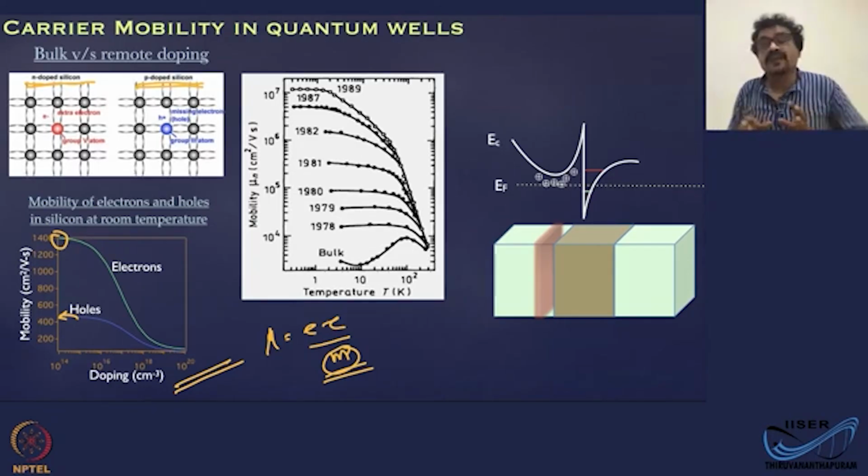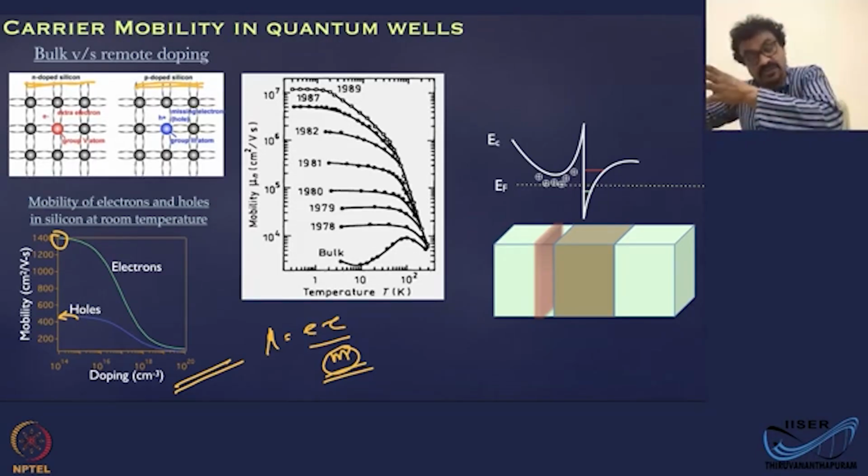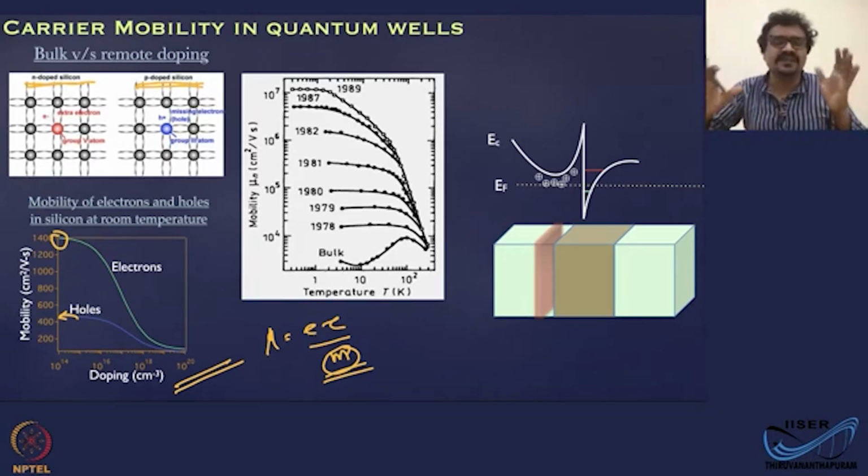You can think of it like this: to move a hole you have to move n-1 electrons through the band, because a hole equals one missing electron. So you are moving one hole in one direction, which means you are moving the rest of the electrons in the other direction. That's a crude analogy, but that is how you can visualize why the hole mobility is much lower compared to the electron mobility.